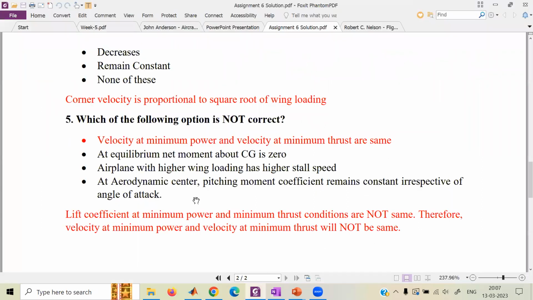I hope you don't have a doubt. At equilibrium, net moment about CG is 0. That is the definition of equilibrium. So correct. An airplane with higher wing loading has higher stall speed. We have already answered this in the first question. At the aerodynamic center, the pitching moment coefficient remains constant irrespective of angle of attack. That is the definition of aerodynamic center. So all three are correct and this is wrong. So this is the answer.